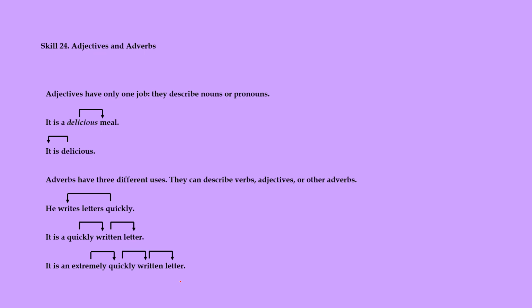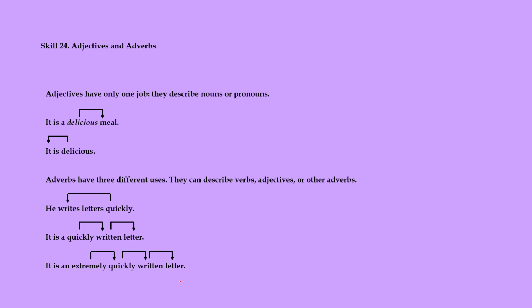Have a look at the example. He writes letters quickly. He is the subject, writes is the verb, letters is the object, quickly is an adverb. In this case, quickly describes the verb writes. So the function of the adverb quickly is describing a verb. The second one, it is a quickly written letter. Letter is a noun which is described by the adjective written. Written is an adjective describing letter. So an adjective describes a noun.